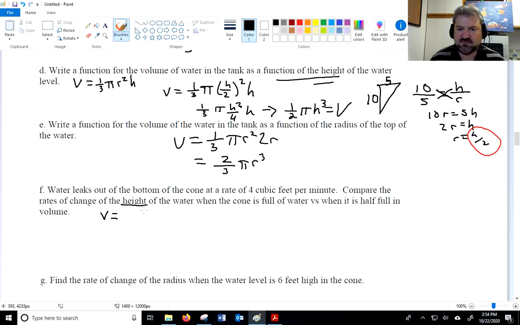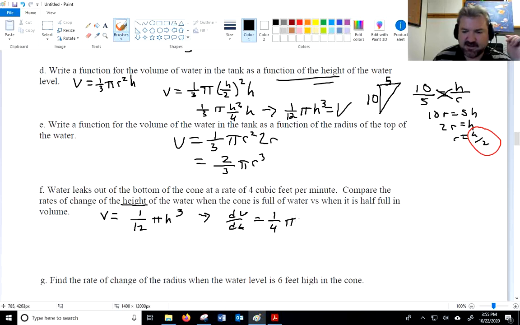Height was 1/12 pi h cubed, right? Because we had h over 2 is r, so h squared over 4, 1/3 times 1/4 is 1/12, pi h cubed. All right. So when I take the derivative, I get dV/dt is equal to 1/4 pi h squared dh/dt. Okay, so that's the rate of change in the volume.